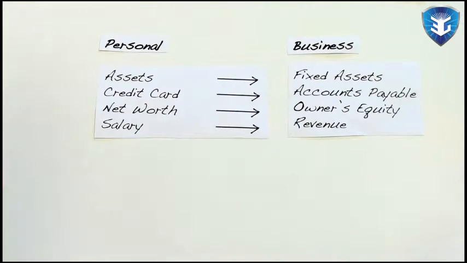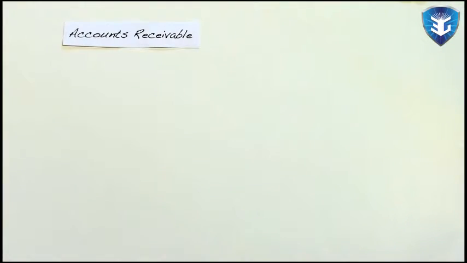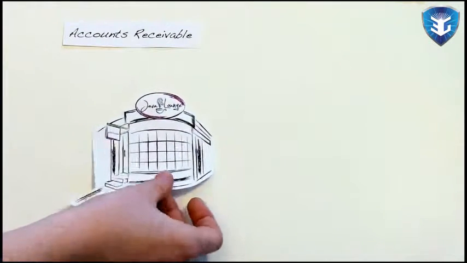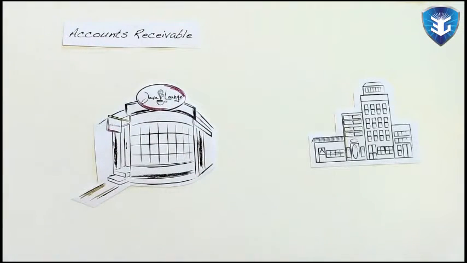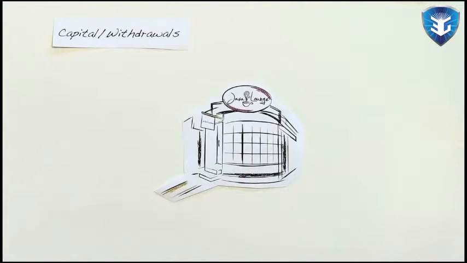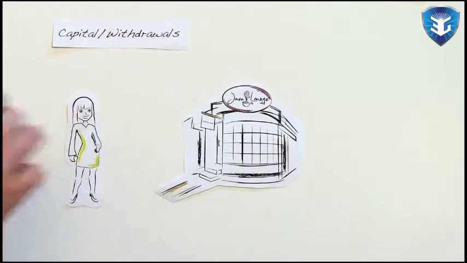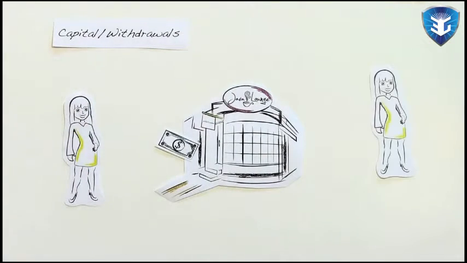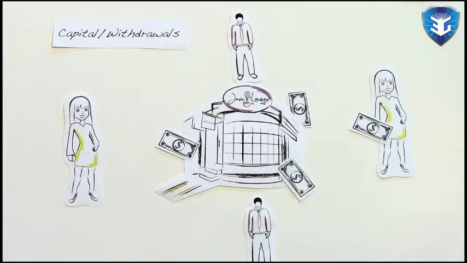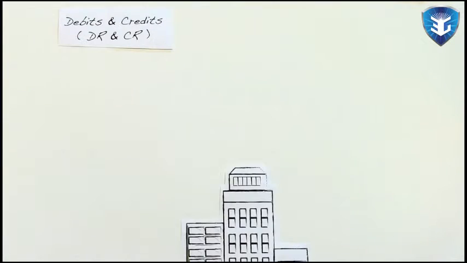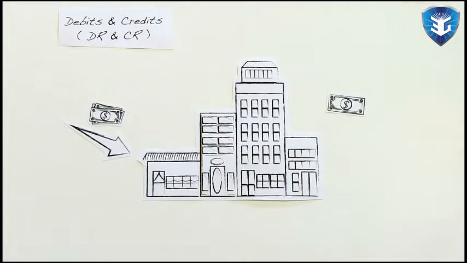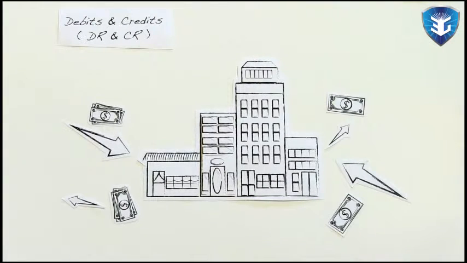In addition to these translated terms, there are a couple of business-specific terms worth knowing. Accounts receivable records all accounts sent to clients for sales or services which have not been paid yet. Capital/withdrawals relate to owner's equity and keep track of what the owner invests into the business and what he or she withdraws from the business for personal use. If there is more than one owner, then there will be a capital and withdrawal for each owner. The debit and credit system is the backbone of double entry accounting and is used by businesses to record all financial activity.